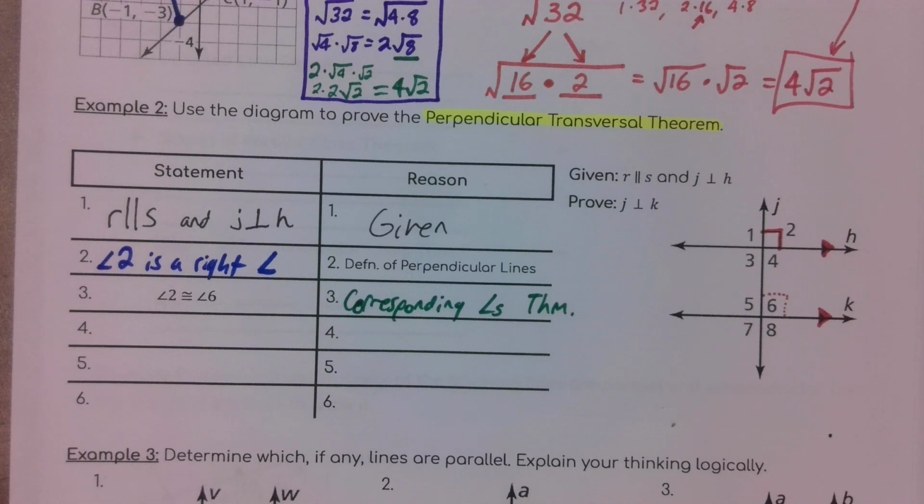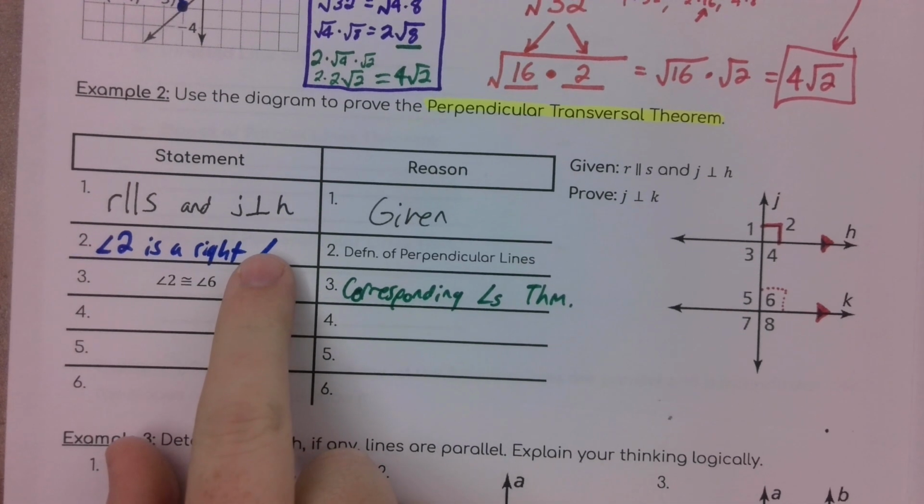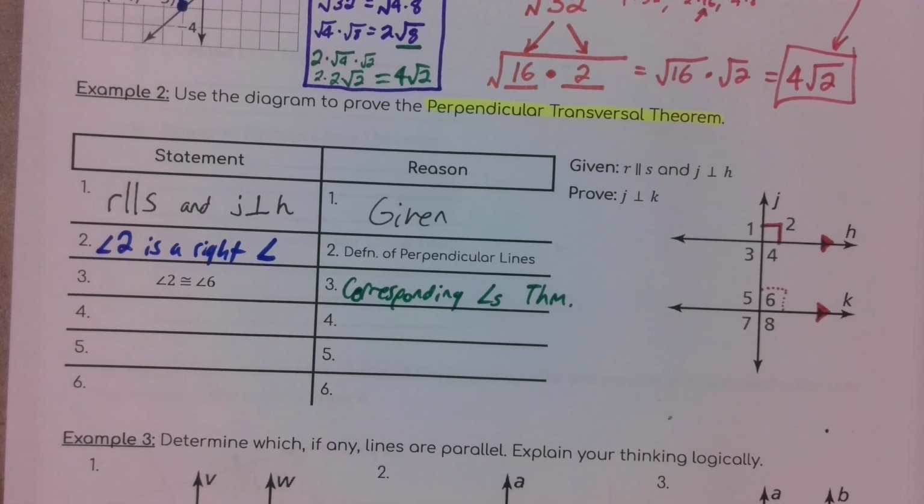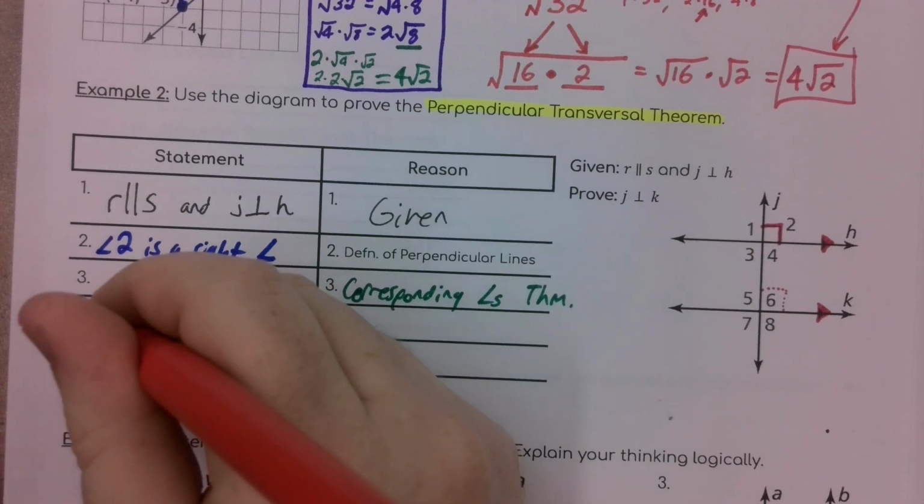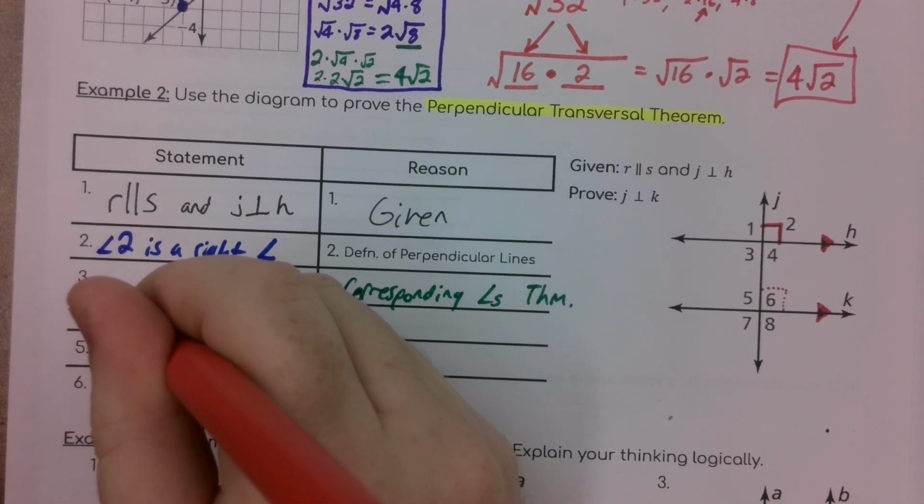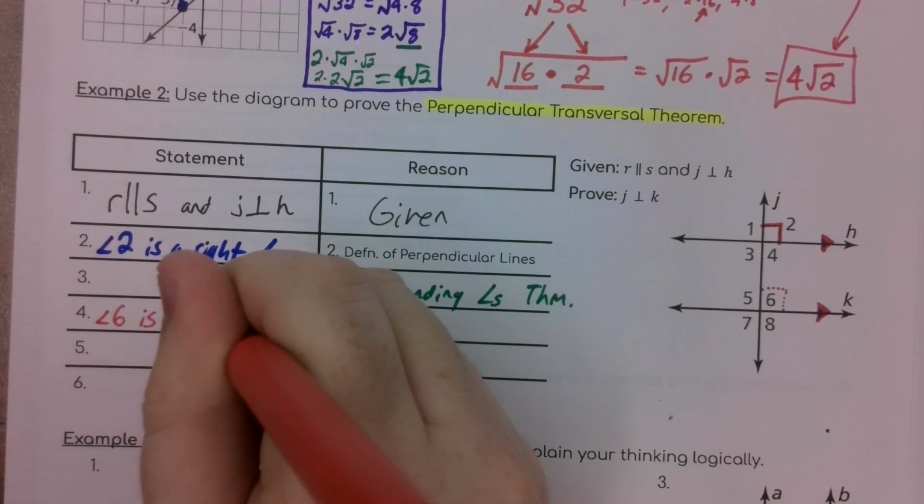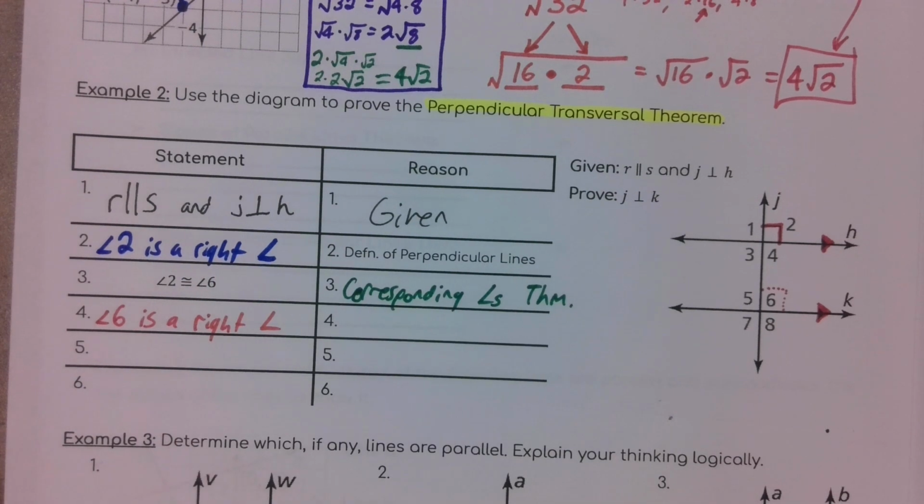Okay, so what? 2 is congruent to 6. Well, here's the key. 2 is a right angle. 2 is congruent to 6. There's some theorem that we learned in Unit 2 about right angles being congruent to each other. Does anybody know what that is? What I will say is it tells us that angle 6 must be a right angle too.